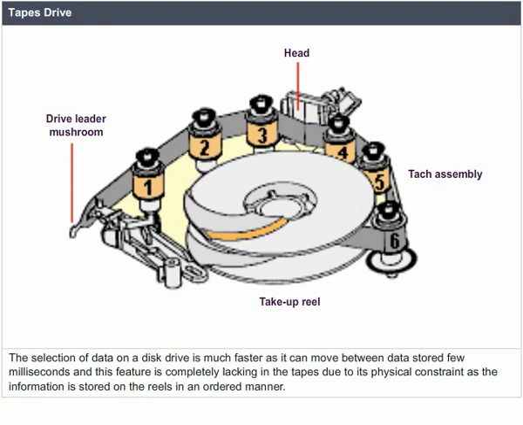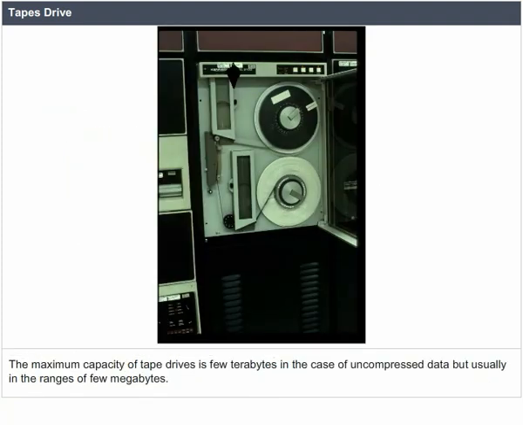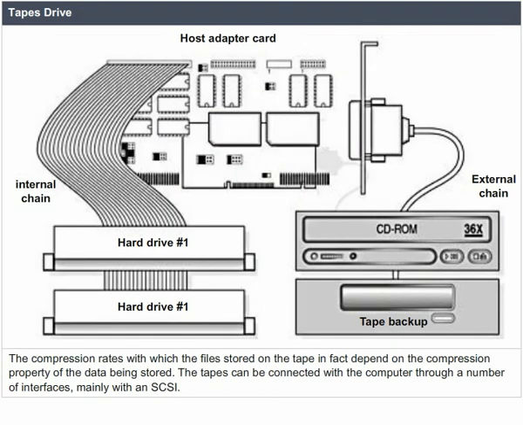The maximum capacity of tape drives is a few terabytes in the case of uncompressed data, but usually in the range of a few megabytes. The compression rates with which the files are stored on tape, in fact, depend on the compression property of the data being stored. The tapes can be connected with the computer through a number of interfaces, mainly with an SCSI.